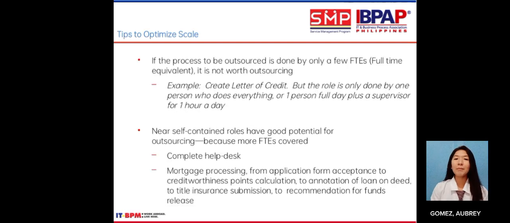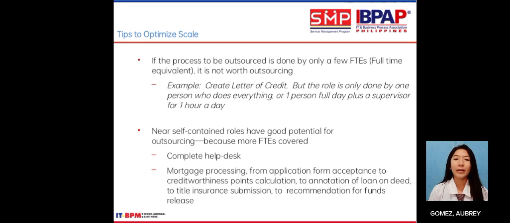And these are the tips to optimize scale. If the process to be outsourced is done by only a few FTEs, full-time equivalents, it is not worth outsourcing. Example: creating letters of credit, but the role is only done by one person who does everything, or one person full day plus a supervisor for one hour a day.